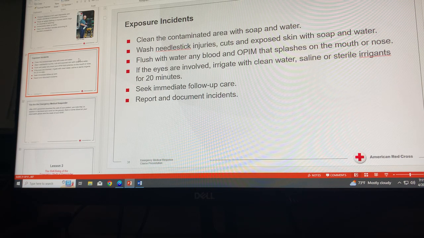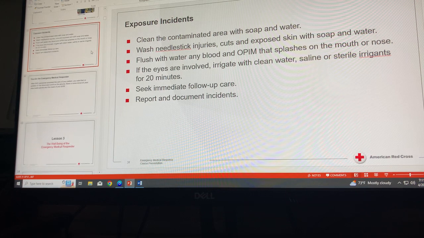Next, we have seek follow-up care as identified in your department exposure control plan. And next, we have report and document incidents. This is what you do if you are exposed.